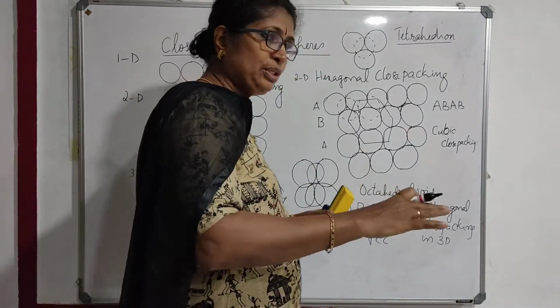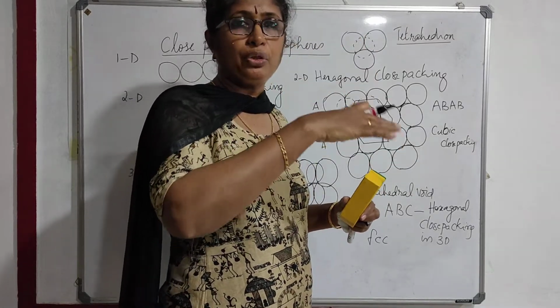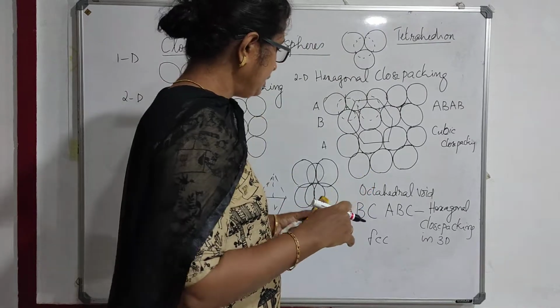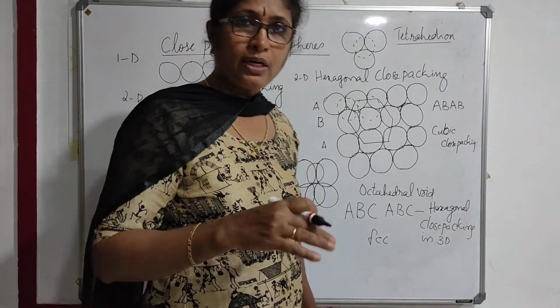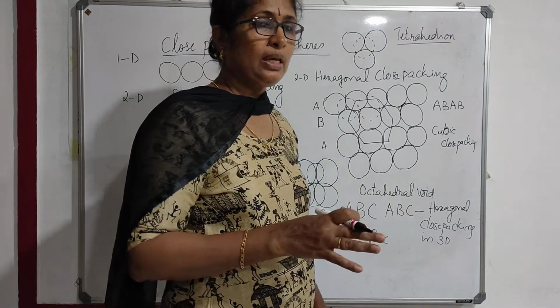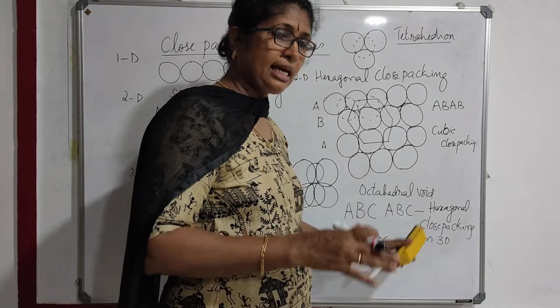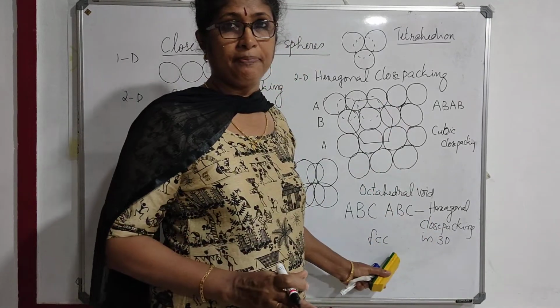If over the B layer we place another layer in the grooves, it is called the C layer. ABC type of close packing. Then you get an ABC type, which is called hexagonal close packing, and both are equally effective. After this type of close packing, when we arrange space like this, we get FCC.